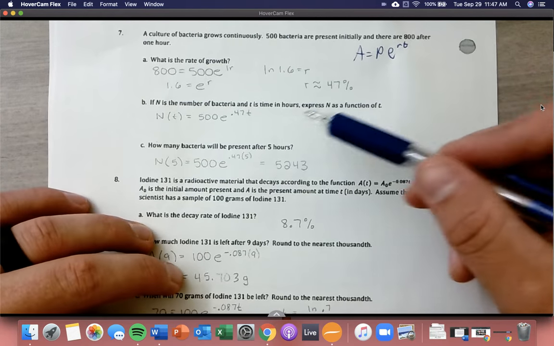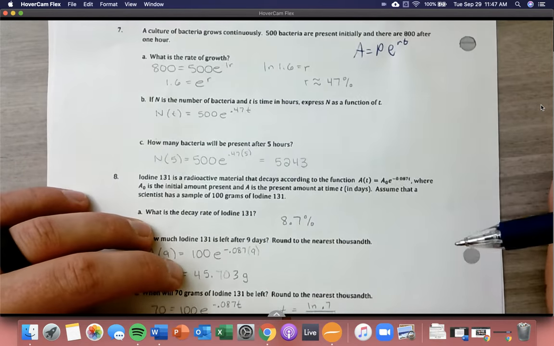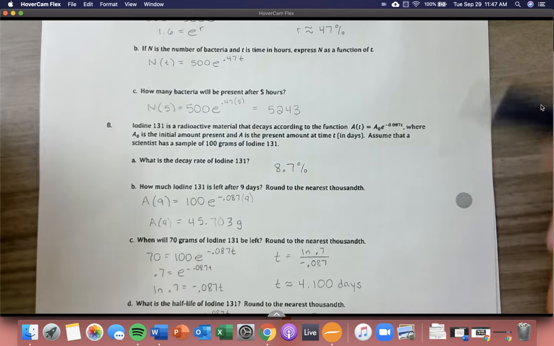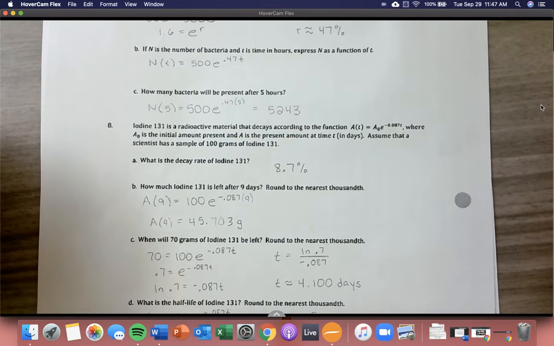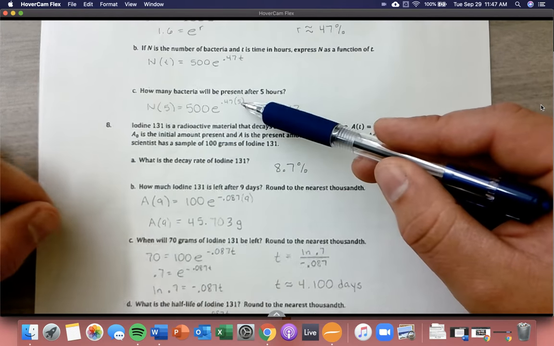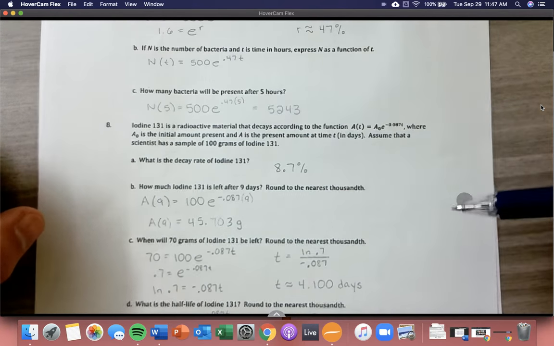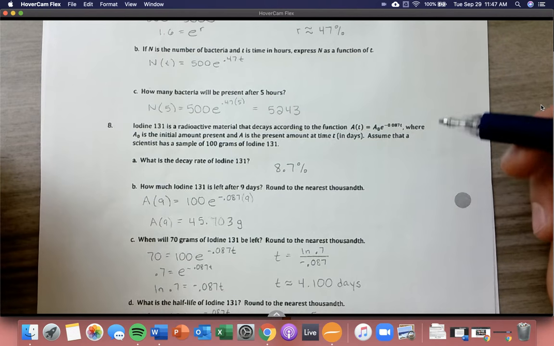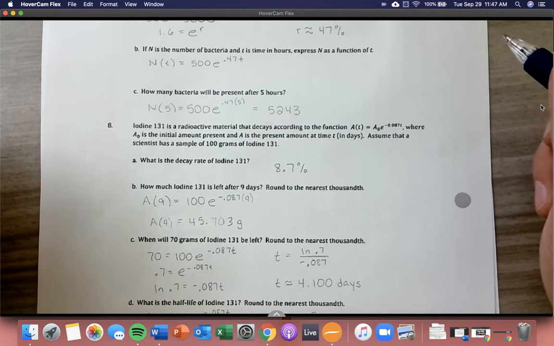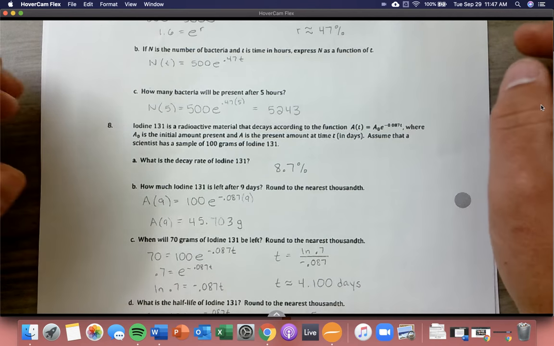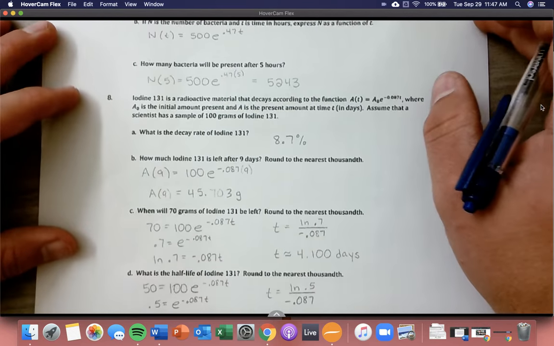Right? And that we can use for the next part here, C, how many bacteria will be present after 5 hours? Well, if we just plugged in 5 into our equation and we multiplied it all out, we end up getting that there's going to be 5,243 bacteria present.